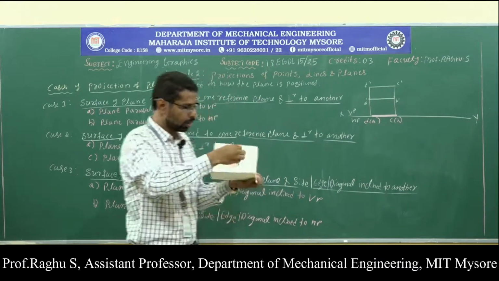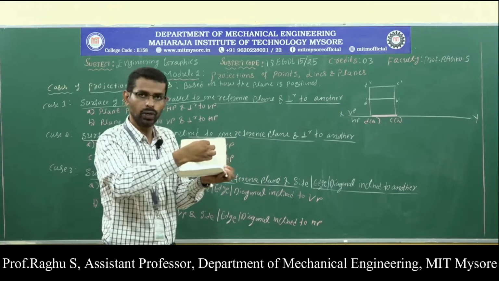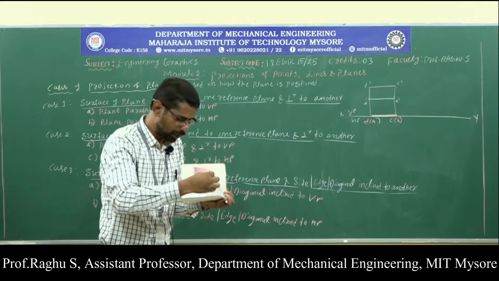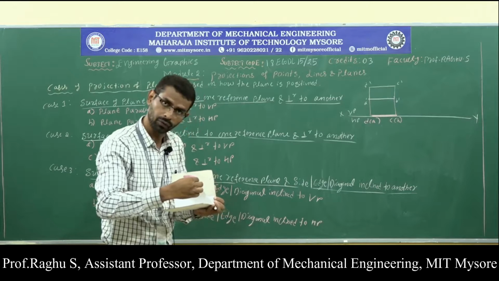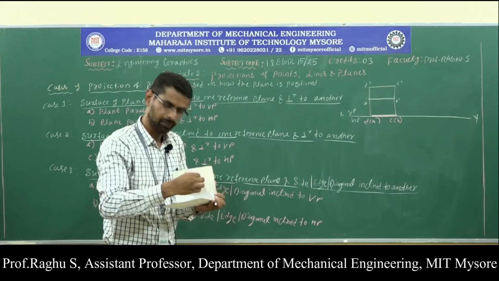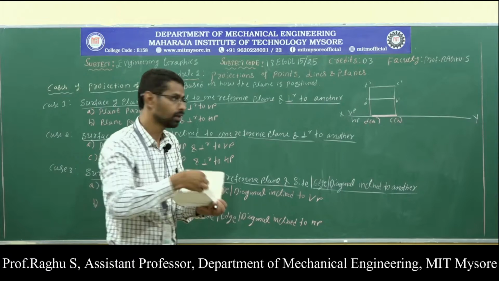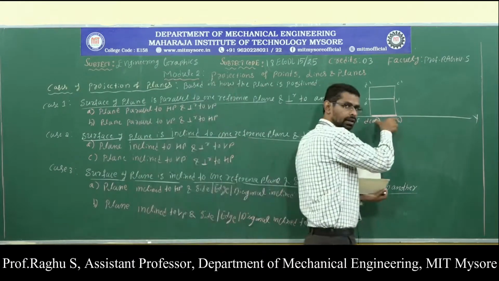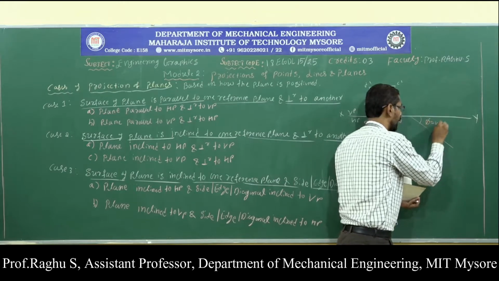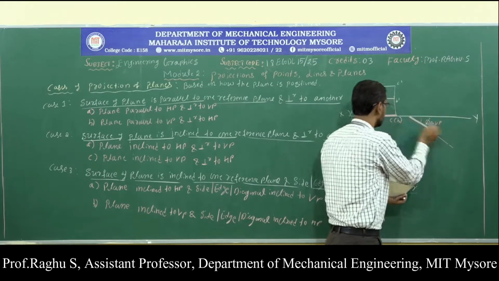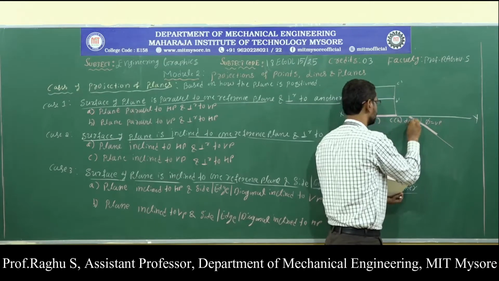Next, give the lamina inclination with respect to VP. When you give the lamina inclination with respect to VP, in the top view I can see the inclination along with the plane. The plane appears as a straight line. Therefore, take this length and draw the VP inclination, denoted by angle phi. Redraw this length.